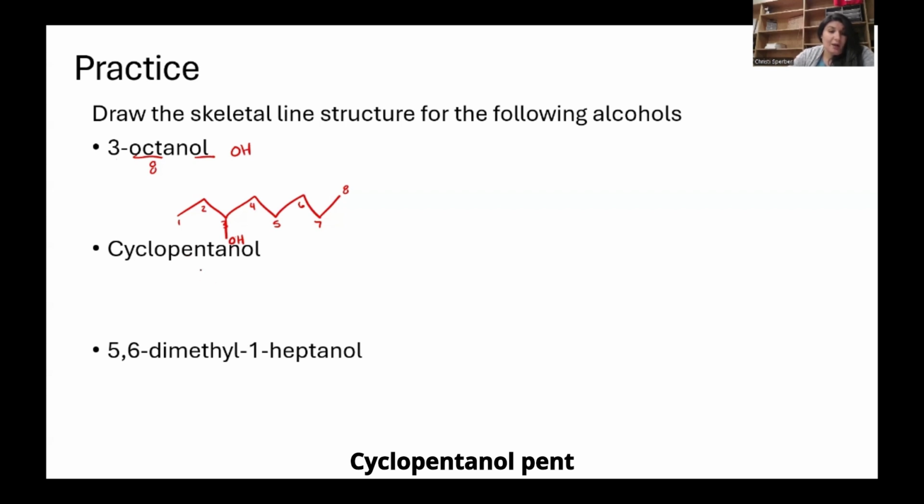Cyclopentanol, pent is 5. So I'm going to do a pentagon, 5-carbon or 5-sided ring. There's no second substituent on here, so I can put the OH anywhere. So I'm just going to put OH. And this would be my carbon 1.